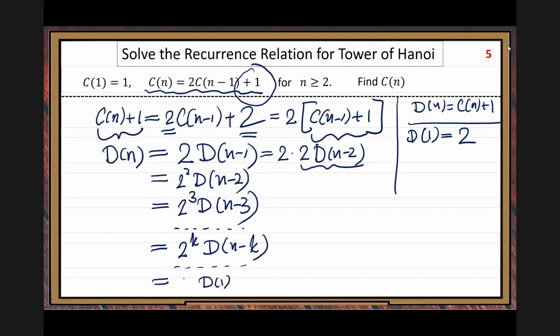Then, what is the exponent of the power of 2? It's n minus 1. So the last equation should be 2 to the n minus 1 times d of 1, and d of 1 is 2. That tells us 2 to the n. So d of n equals 2 to the n. But d of n, based on our definition, equals c of n plus 1 equals 2 to the n. So c of n equals 2 to the n minus 1. That's the solution.